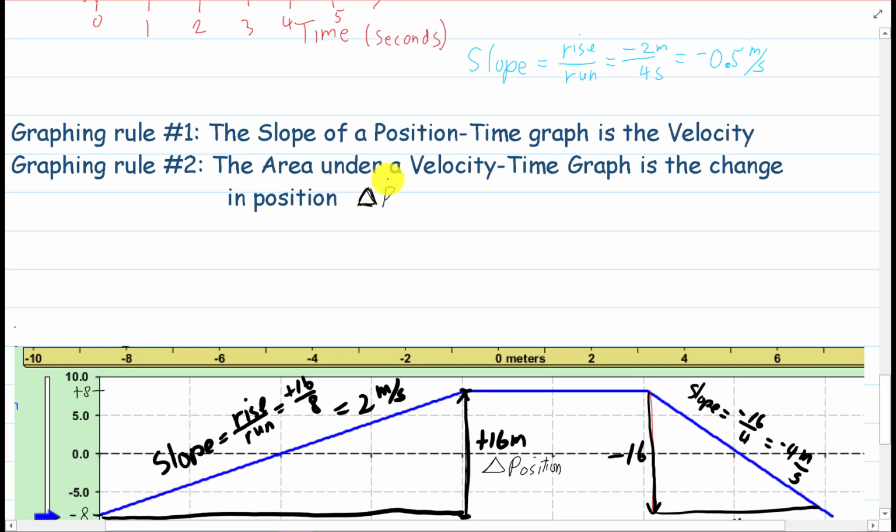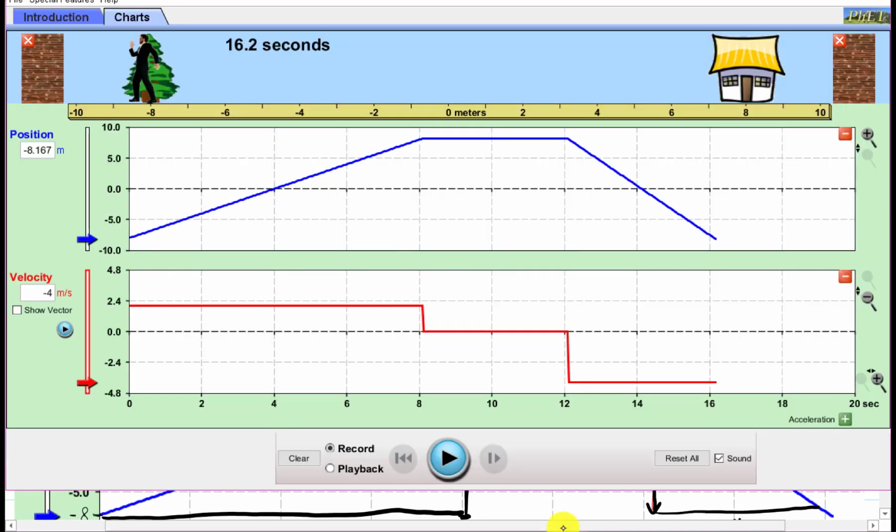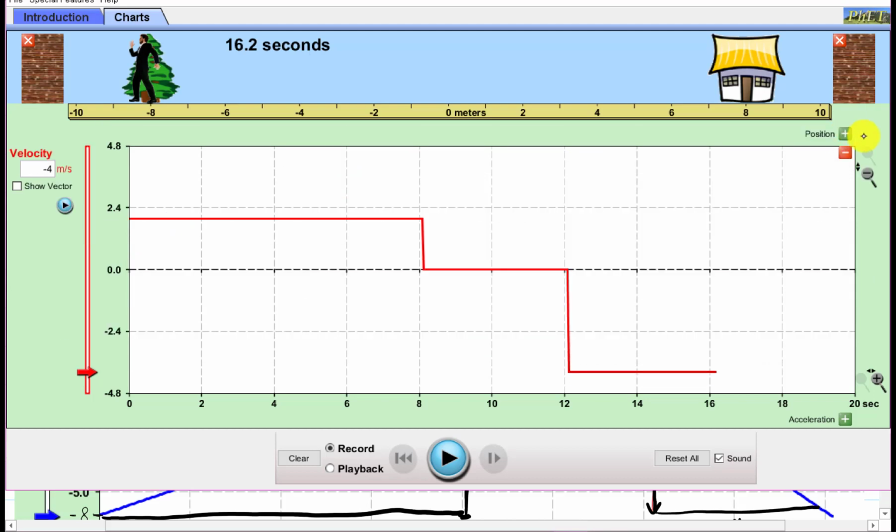What do I mean by change in position? Well, let me just explain that. Why doesn't it give us the position, but it just gives us the change in position? Let's go back to this. There we go. So let's play this back. There's the velocities. It sits there for 4 seconds, and then goes back.